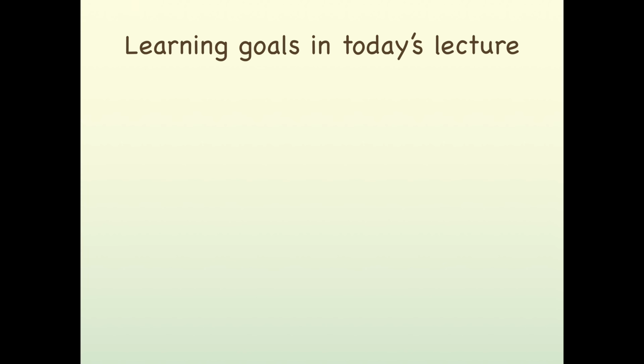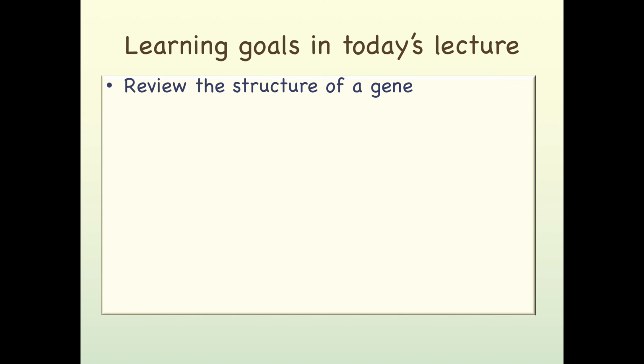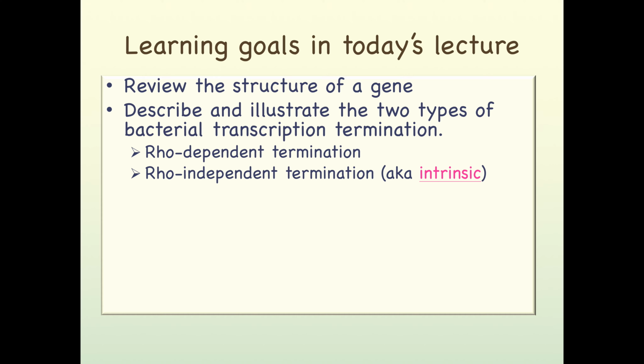Our goals for today's lecture, and also for lecture in class, are for you to, one, review the structure of a gene, and be able to describe and illustrate the two types of bacterial transcription termination mechanisms. One being Rho-dependent termination, and the second mechanism, which we'll probably spend more time talking about, is Rho-independent termination. And that means that we don't need Rho for this termination mechanism. And another name for this, and we'll probably stick to this latter name, is intrinsic termination.